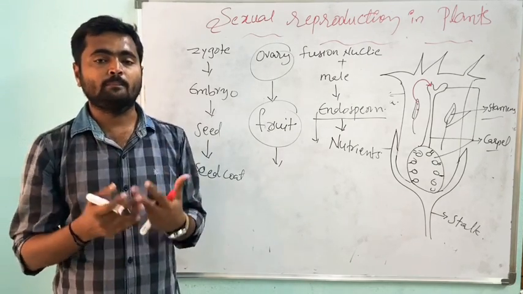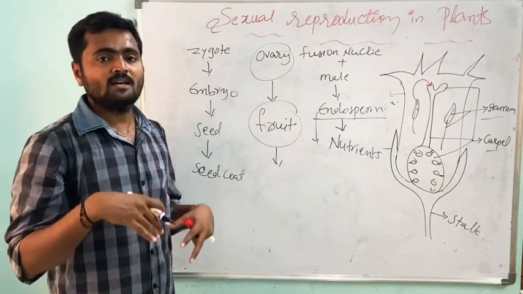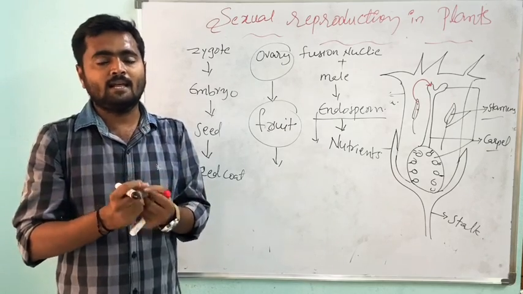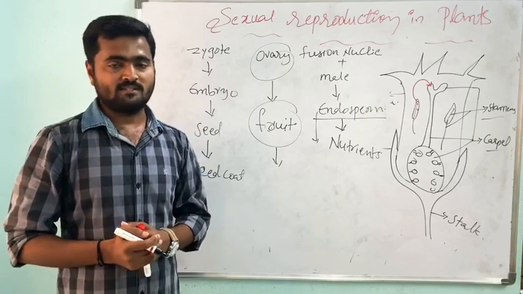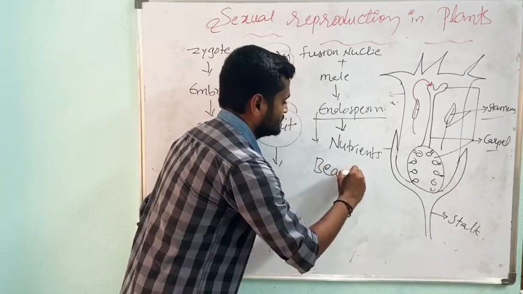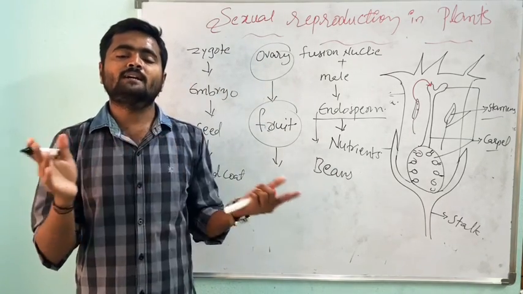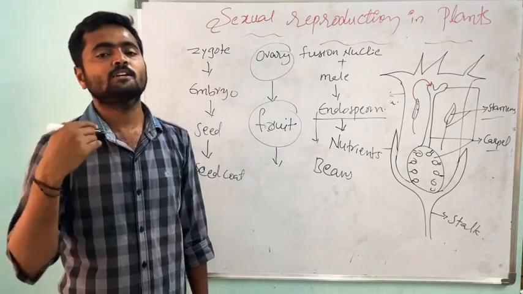For their development, the food material from the endosperm is shifted into the seeds. So seeds can use the total food material and develop for the other processes. Okay, for example, beans. What happens in beans? Seeds do not contain endosperm. Why? Because for their development the total endosperm is utilized.